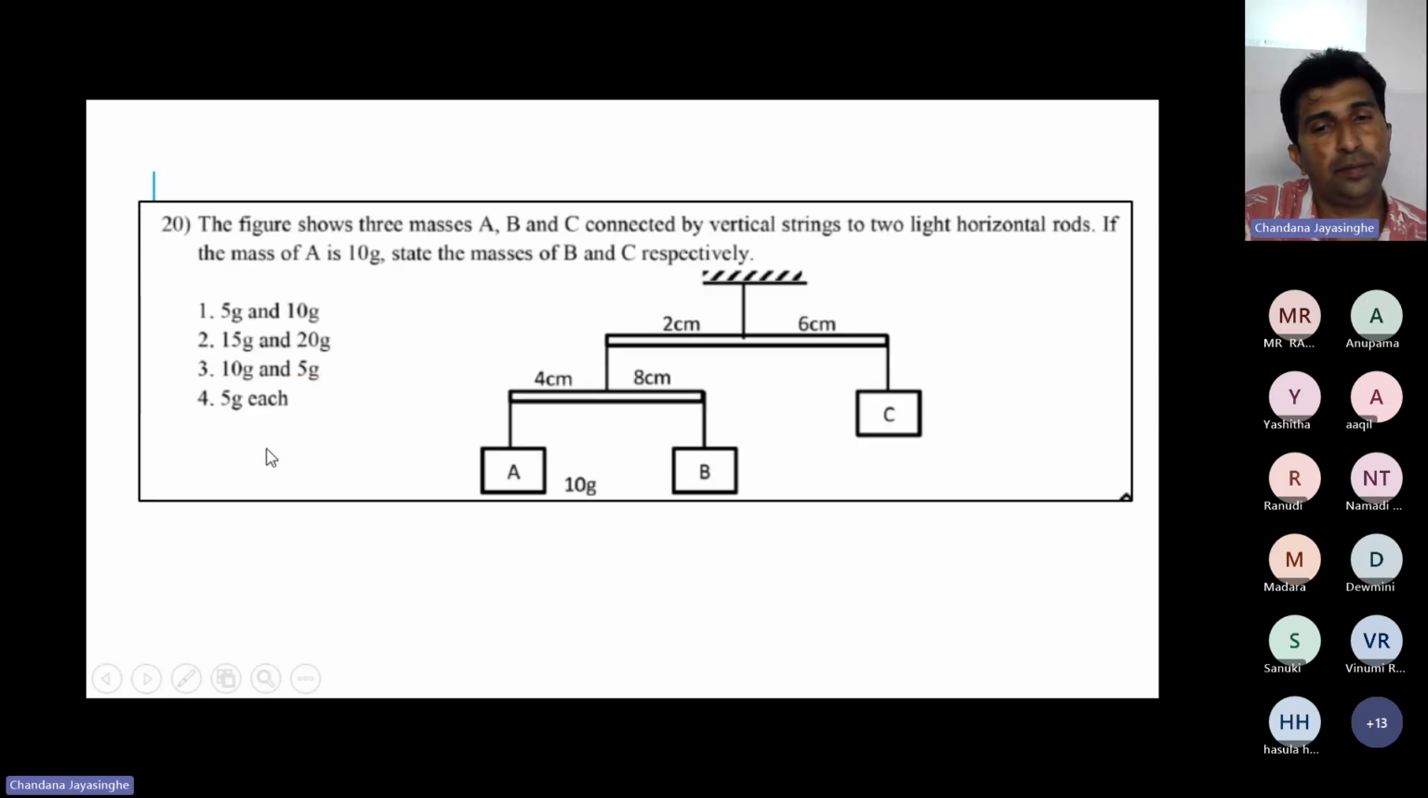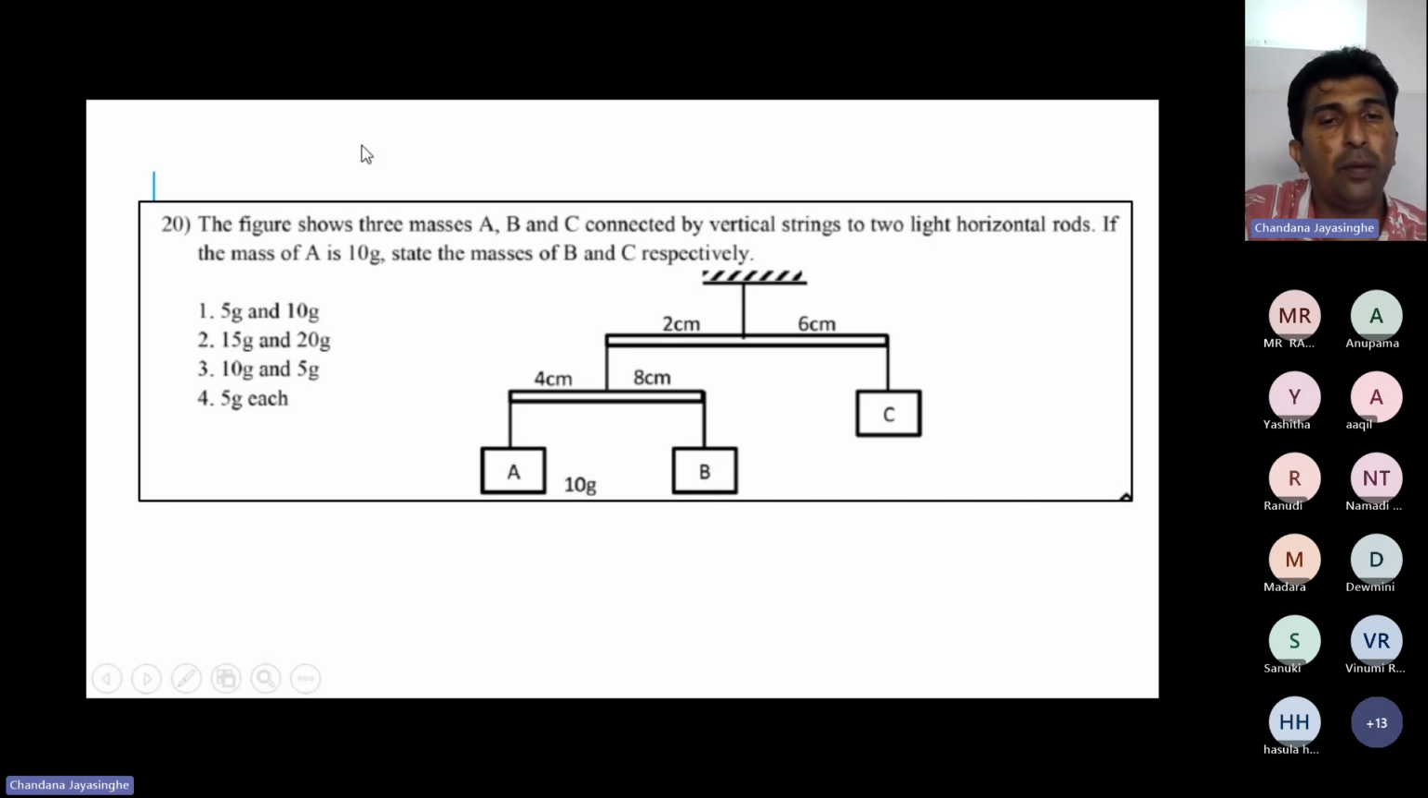Right, 20th. Another typical question in the O-level MCQ, like the equivalent resistance, parallel and series that we have already discussed. Here, moment of forces. Here we have to go for the moment of forces. Now, initially, you have to find the answer: state the mass of B and C respectively. Initially, we have to find the B.